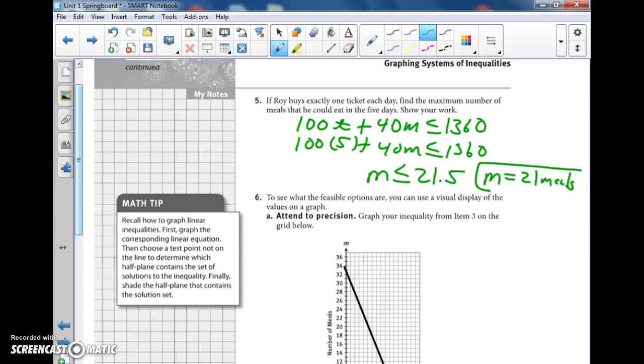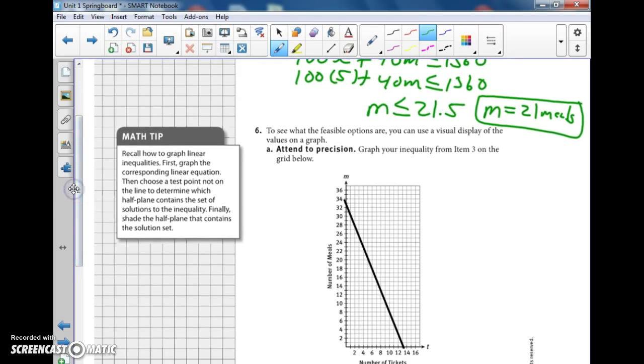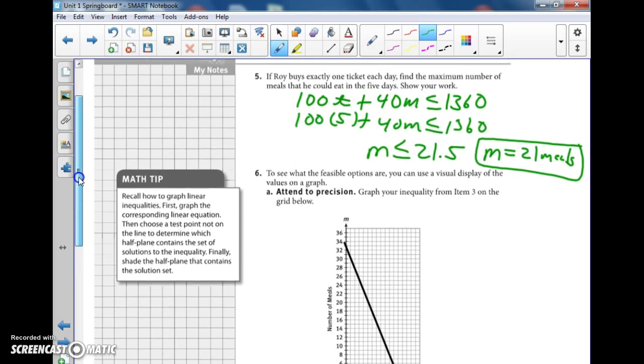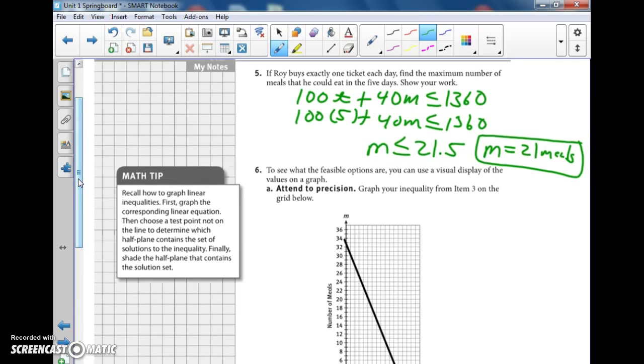All right, now here's your next task. To see what the feasible options are, you can use a visual display of the values of the graph. So here comes the thing. If you were to graph this now, and if you were to purchase 0 tickets, how many meals could you get? Do it on the calculator. 0 tickets, how many meals could you get?